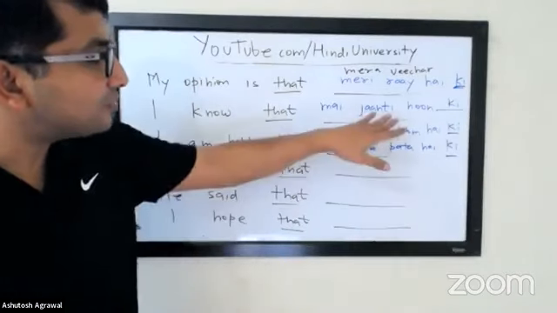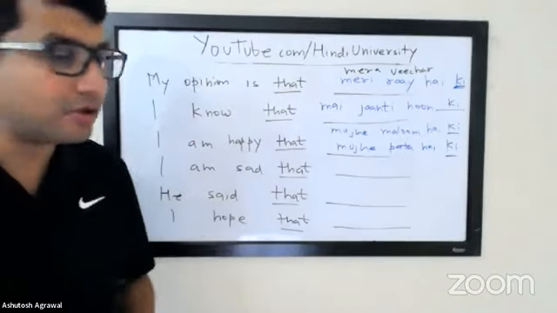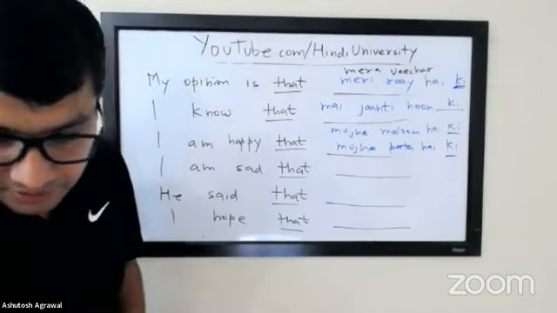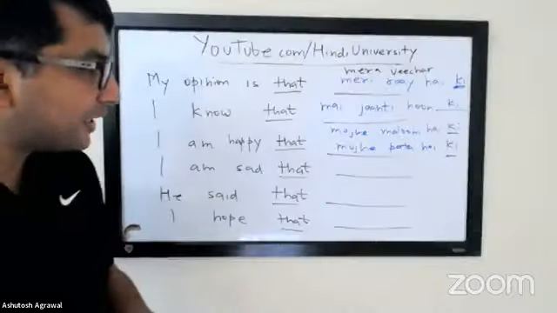Okay, anyone else would like to use this pattern? मैं जानती हूँ, and then share the subordinate clause. What else can you use with the subordinate clause? Donna ji, you want to say something with this? Okay, मैं जानती हूँ कि हिंदी सीखने में समय लगता है. Okay, awesome. Anyone else?